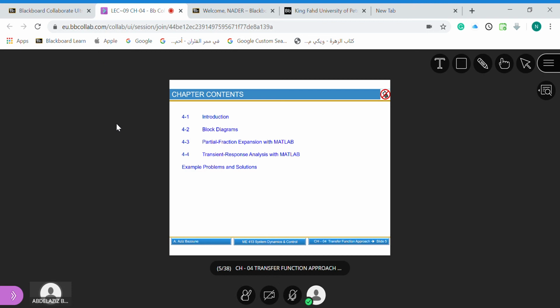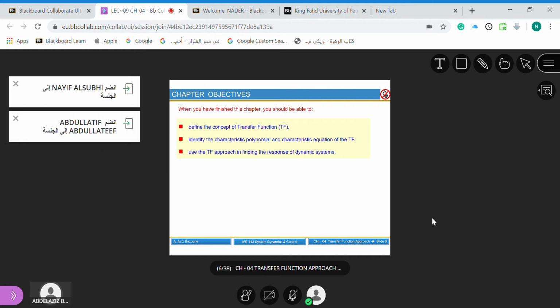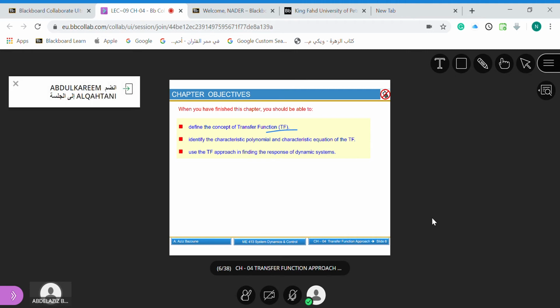Transfer function. So our chapter is the transfer function. The objective: we will define the concept of the transfer function. We'll identify the characteristic polynomial and characteristic equation of the transfer function. And we use the transfer function approach to find the response in a dynamic system.